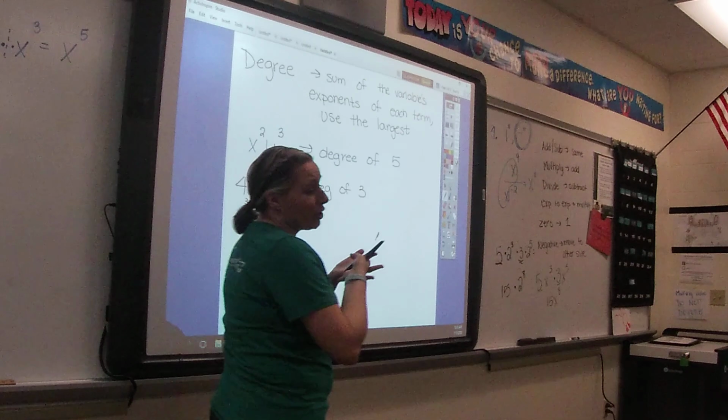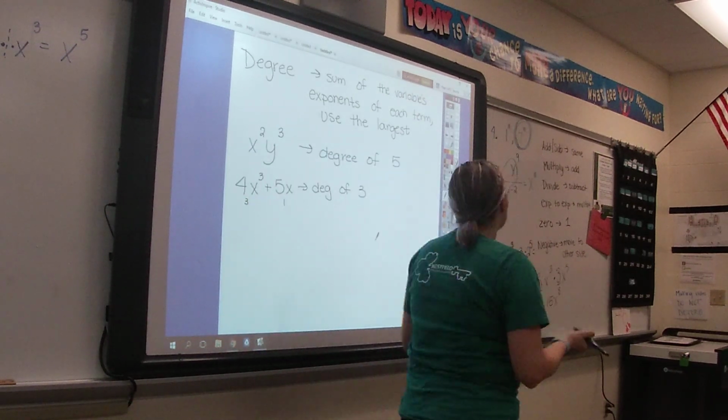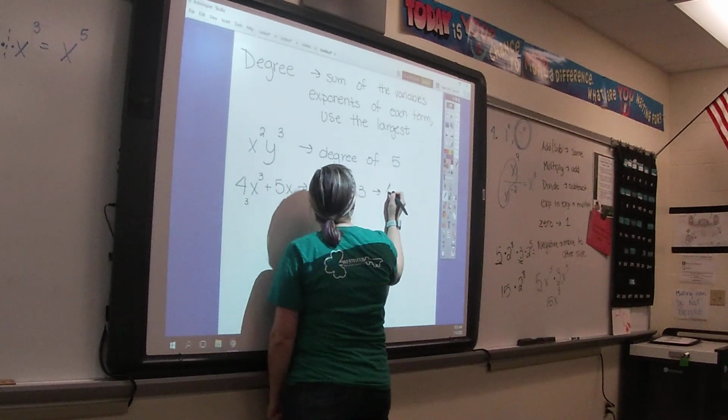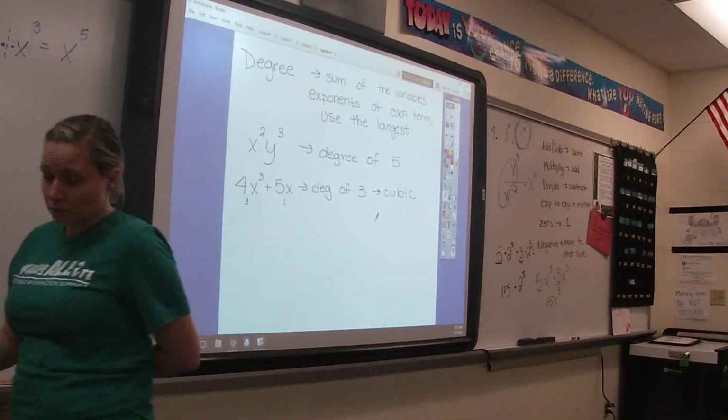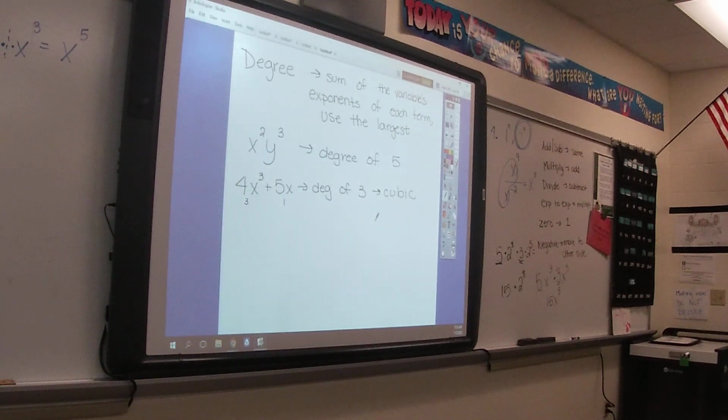Now these get fancy words too. A degree of 3 is also called cubic. Oh yeah, I remember that. And it will have certain properties about it because it is cubic.